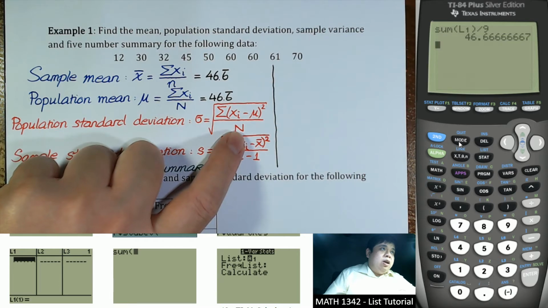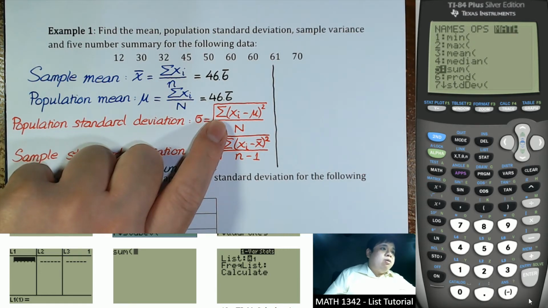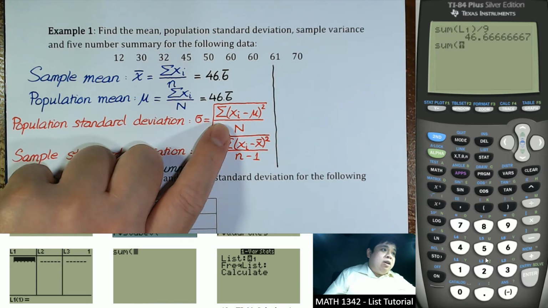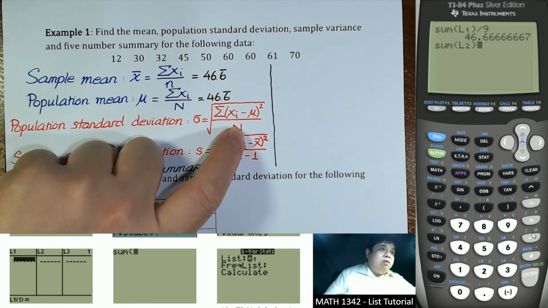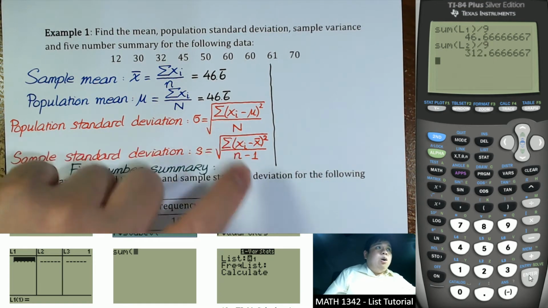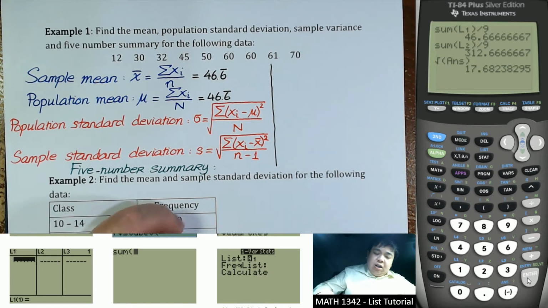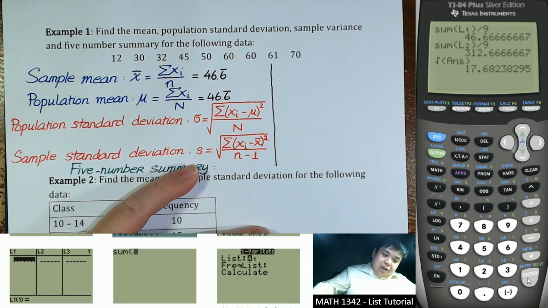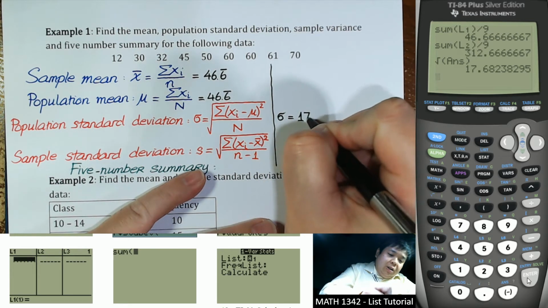And then second mode. Now all we need to do is just add all of them up. Second stat. Go to math, option number 5, and I will add everything in list 2. And then we divide by 9. All we need to do is take the square root of the last number. So just hit second answer. And we have that. So here, 17.68.